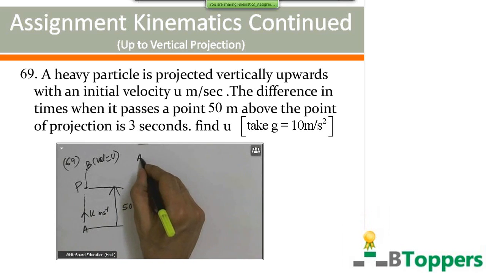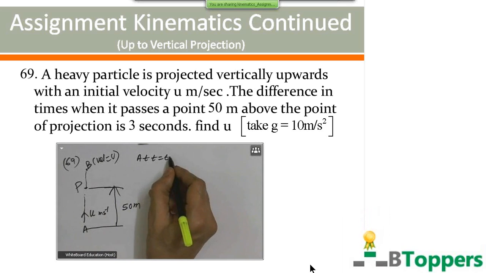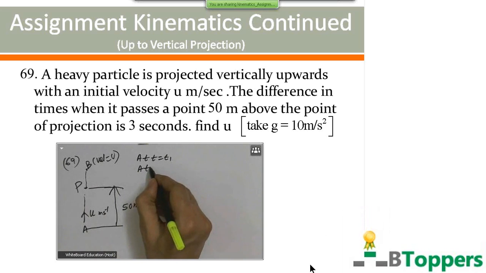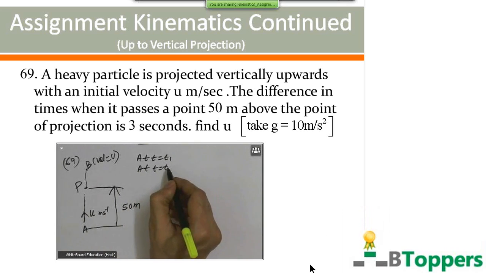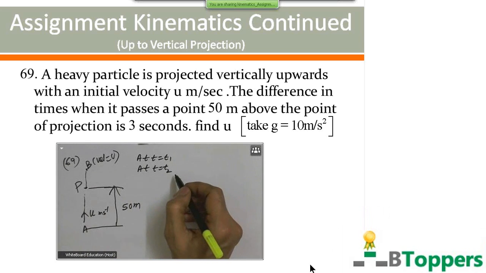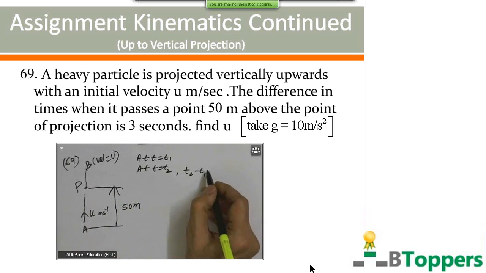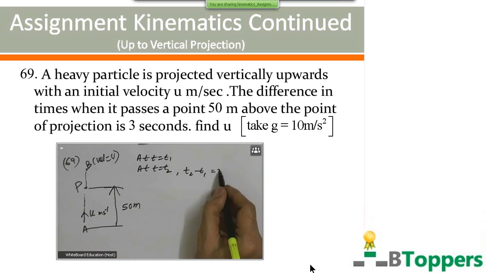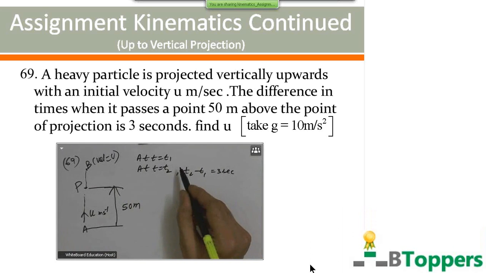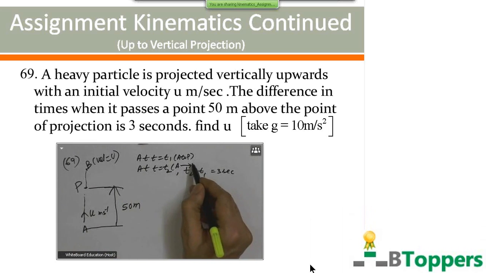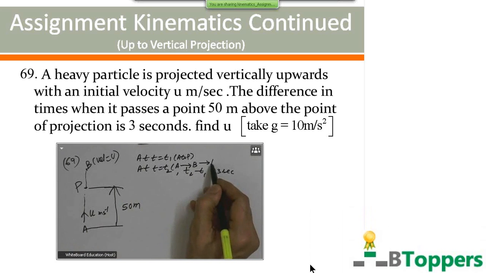Suppose the body is found at the point P the first time at t equal to t1, and again found at the point P at a later instant of time t equal to t2. Then the difference between t2 and t1 is given to be 3 seconds. This t1 is the time of motion from A to P. t2 is the time of motion from A to B and then back from B to P.